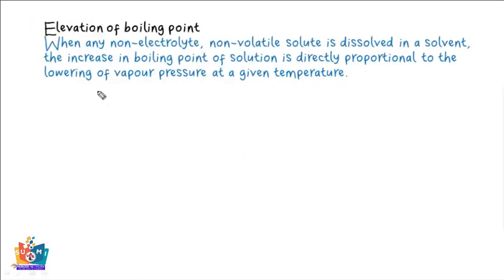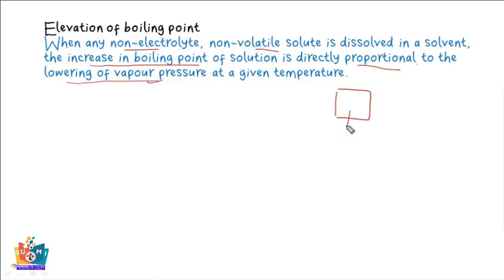Now let us try to understand elevation of boiling point. When there occurs a lowering of vapor pressure, there occurs an increase in boiling point. And increase and decrease are proportionate. They are directly proportional to each other. When a non-electrolyte, non-volatile solute is added to a solvent, the increase in boiling point, or elevation of boiling point, is directly proportional to the lowering of vapor pressure.